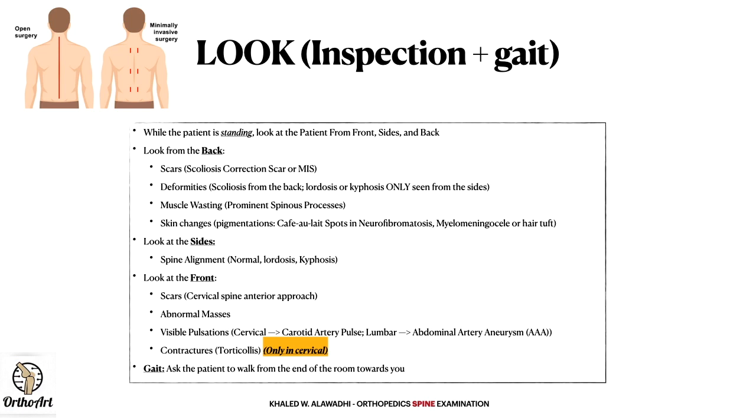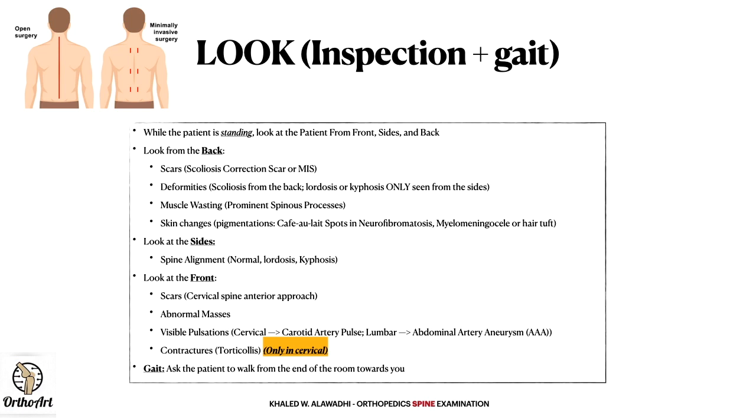So the cafe au lait spots are basically coffee with milk. If you woke up in the morning and had your coffee with milk, it's the same color. Sometimes they'll ask what these cafe au lait spots are, which I'll show you later on. Myelomeningeal hair tuft, from its name, myelomeningeal sac, is like a bag with meninges and myelo, which is part of the spinal nerves and the spinal cord.